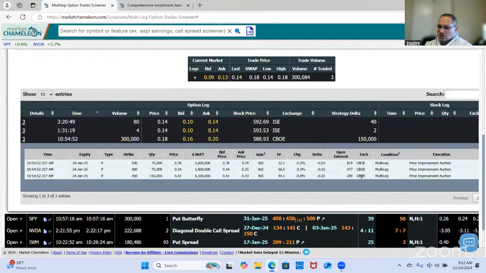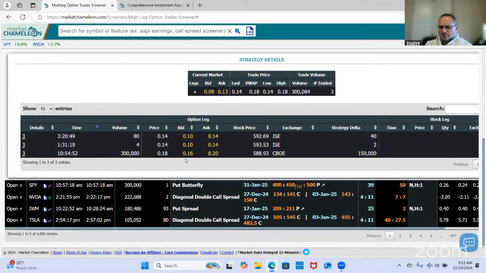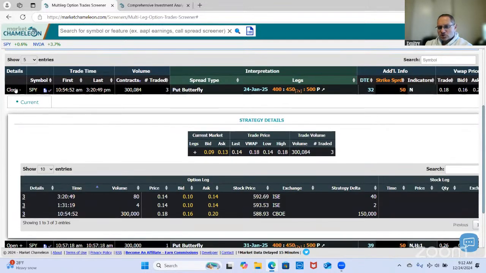All of them traded on the CBOE. You can see here multi-leg trade. So this goes down all the way to the details. I'm going to close this for now, and let's close this. Oh, here, this tells you it last traded at 14 cents, but VWAP price for all of them is 18 cents, and that's because you could see 300,000 traded at 18, and 4 traded at 14 cents, 80 traded at 14 cents.